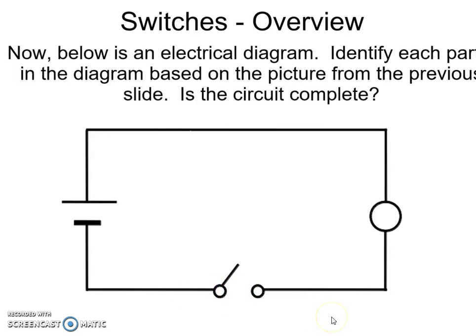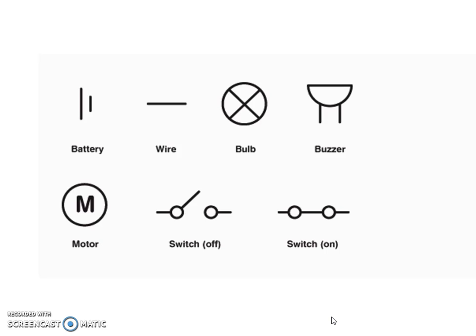There's a gap. So here are some symbols, and you may want to copy down some of these. I would not require you to write down the buzzer or the motor, but you do need to know that this is the battery, the wire, the bulb, switch off, because there's a gap, switch on.